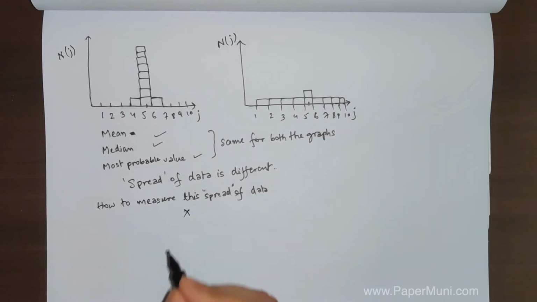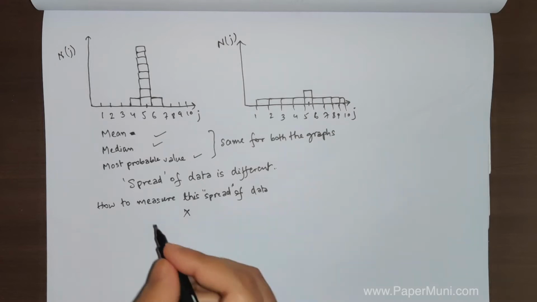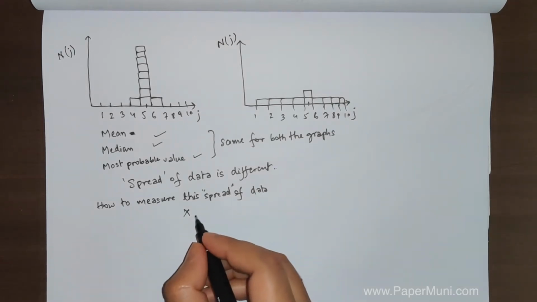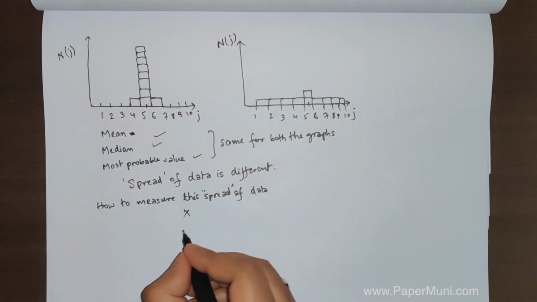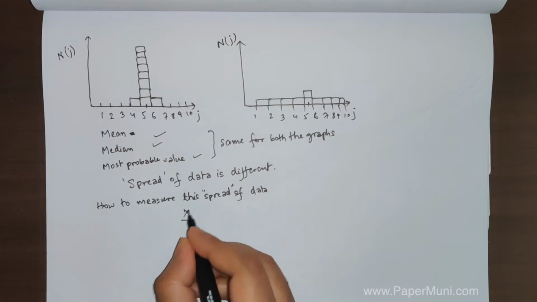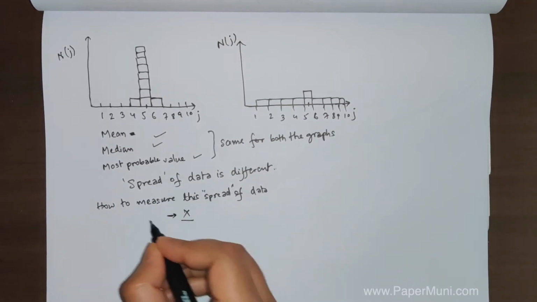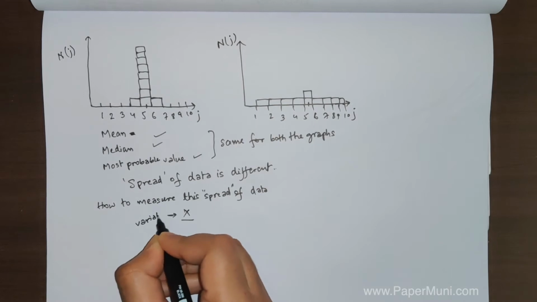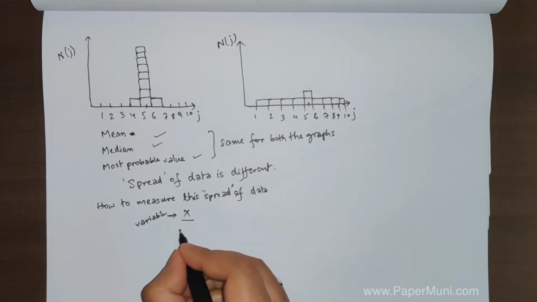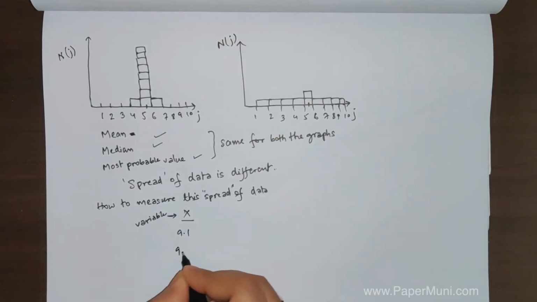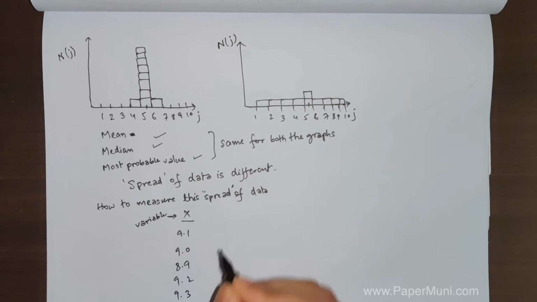Pause the video and do some calculations. So let's take some examples of a variable. This is some variable x, and its values are given to be these: 9.1, 9.0, 8.9, 9.2, 9.3. So these are the values.